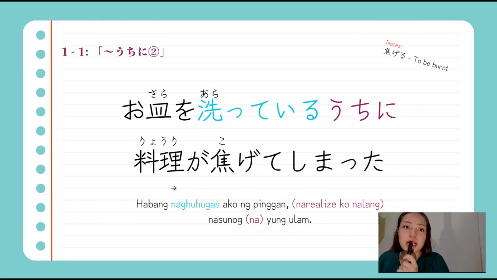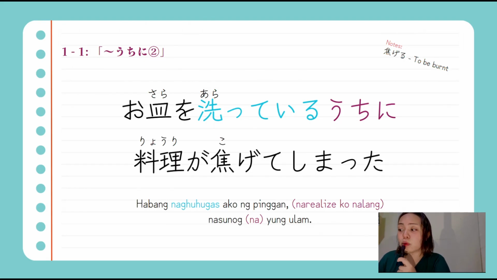So, maghugas ng pinggan, we say, osara o araimasu. Plain form, osara o arau. So, kailangan progressive form. Osara o aratteimasu. Gawin natin plain form. Yun ang rule natin kanina sa rules or patterns. Inaral natin yan. Osara o aratteiru. Dagdag tayo ng uchi ni. Osara o aratteiru uchi ni. Na-realize ko na lang, sunog na yung ulam or yung luto.